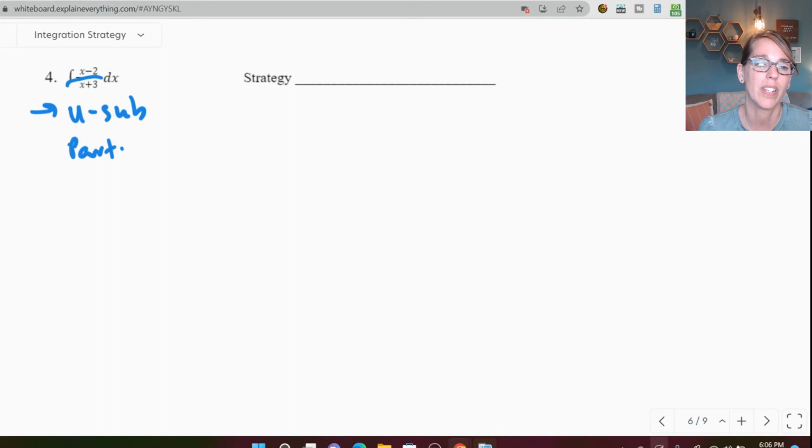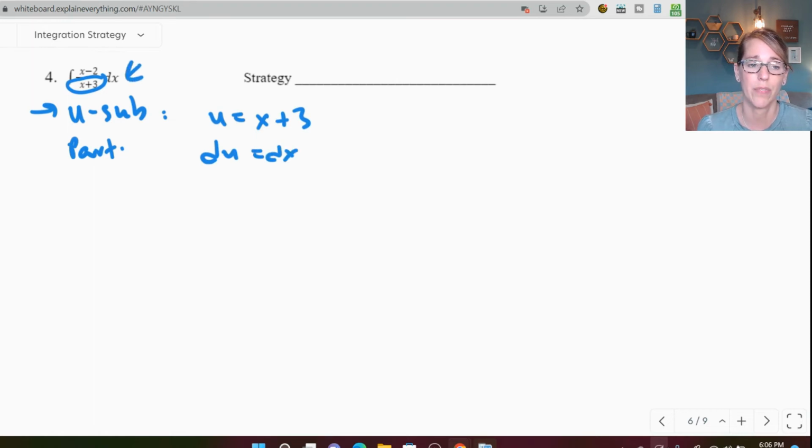I really don't want a sum in that denominator. It's so much easier if I have a single term. So if I attempt the u-sub, u is going to be that x plus 3. du then is dx. That takes care of this one, but it leaves me with the x minus 2. I can solve for x here. u minus 3 is equal to x.